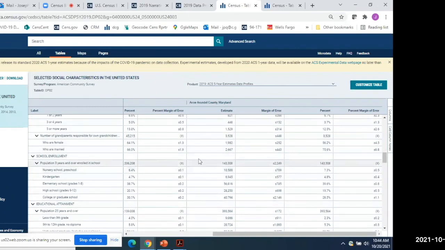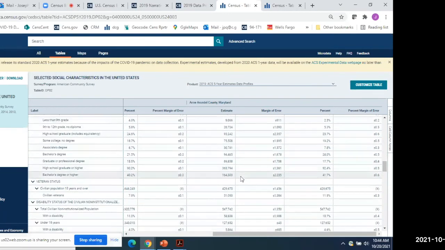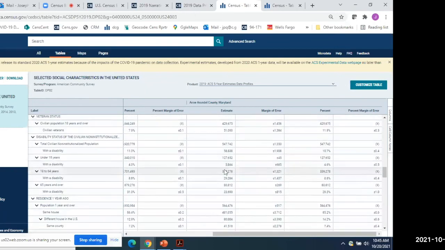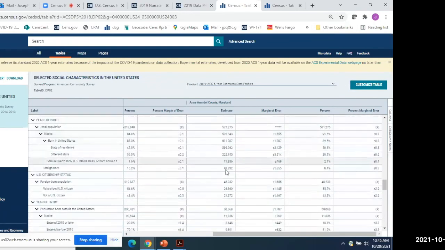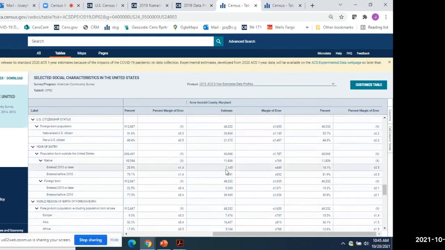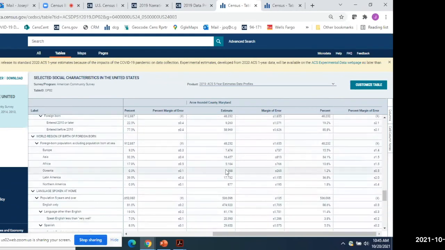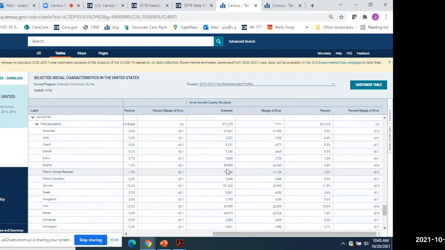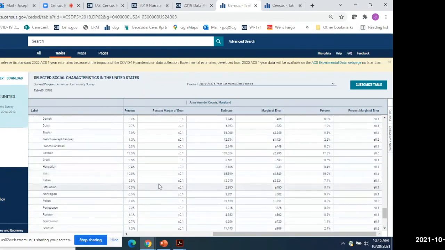These are selected social characteristics for Anne Arundel County: school enrollment, educational attainment, bachelor's degree or higher. 41% of Anne Arundel County has a bachelor's degree or higher, and that would be people 25 years and older. And other information about where people were born, whether or not they're a citizen, when they came into the United States if they're not a citizen or weren't born here, language spoken in the home, different ethnic groups, number of different ethnic groups. For example, Anne Arundel County again, 42,000 Italian Americans, which makes up 7.4% of the population there, on and on and on.